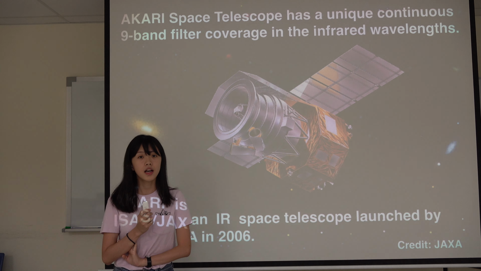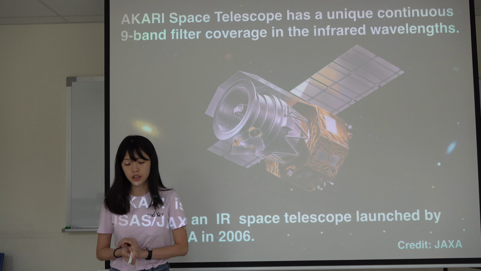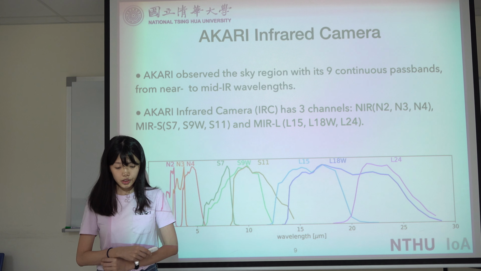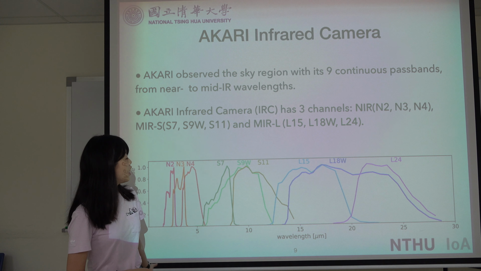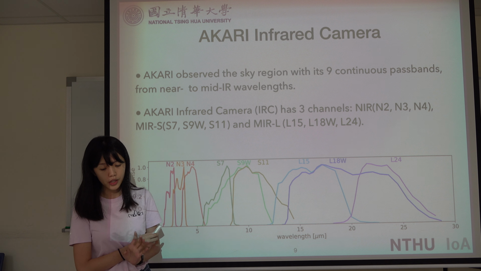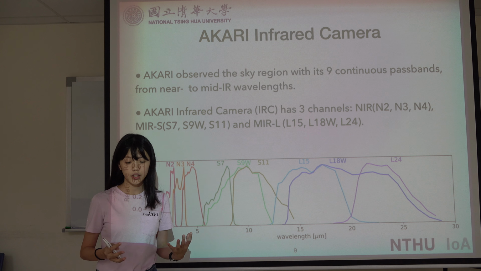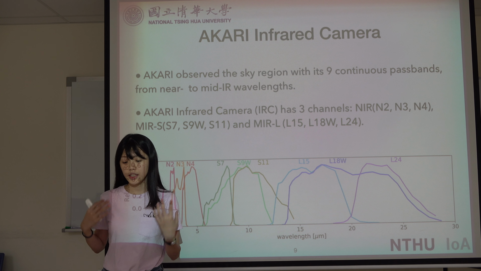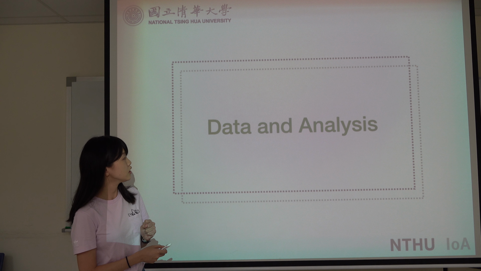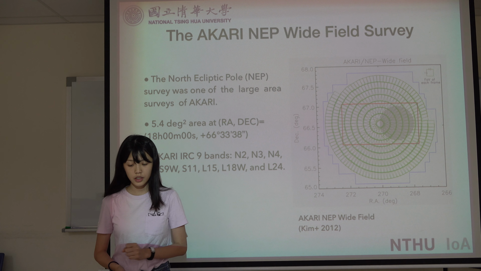Fortunately, we have AKARI. AKARI is an infrared space telescope launched by ISAS/JAXA in 2006. And it has a unique 9 continuous bands in the mid-infrared, which enables us to distinguish AGN and star-forming galaxies more effectively. So these are the data we use in this work.